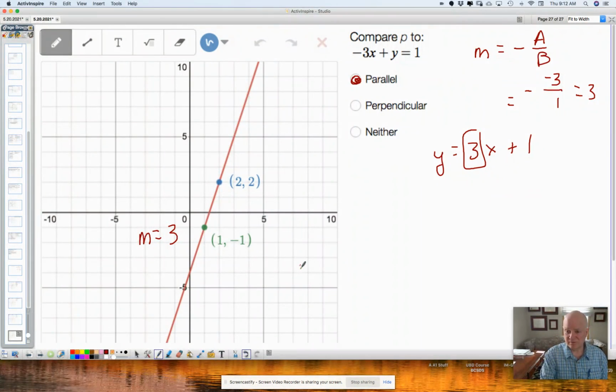And that's what we're doing today, looking at different ways of using parallel and perpendicular equations and coming up with things to solve problems. So good luck and success.